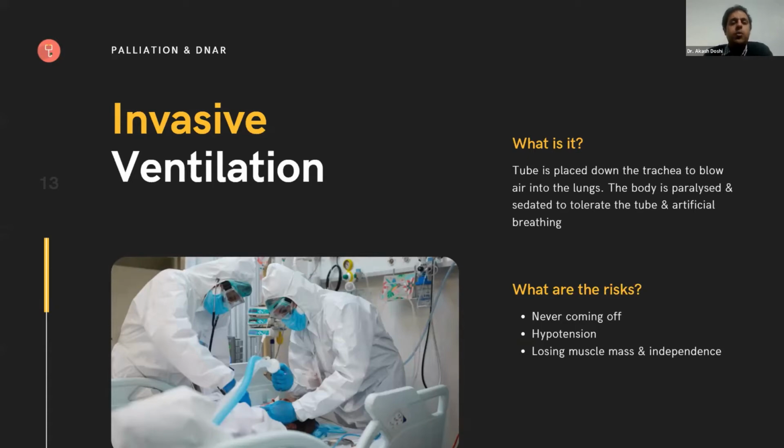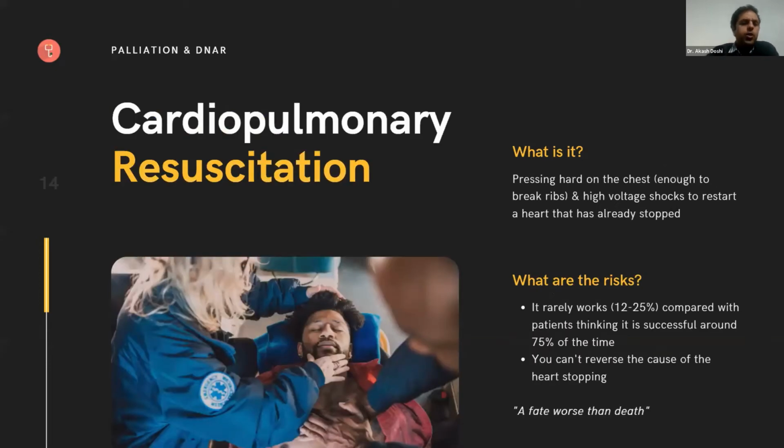And finally, because we're putting high pressures down into the lungs, we may squeeze all the blood vessels around the lungs, reducing your blood pressure. So once again, we may, by doing this, make things worse, because if you've got a patient who's also hypotensive, we may make things worse. And then finally, we've got cardiopulmonary resuscitation. Here, we're pressing hard on the chest. We're pressing so hard that it may be strong enough to break ribs. And we're going to be applying high voltage shocks to try and restart a heart that has already stopped.